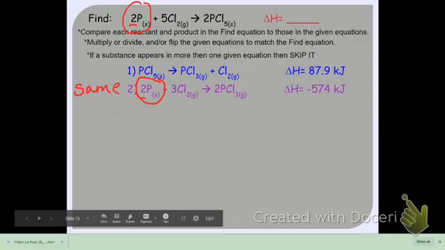Okay? Now let's look at the 2PCl5 solid. Here's PCl5 solid. Actually, you know what? I'm going to change the color, so it's probably a little bit easier for you to follow with me. There we go. Here we go. All right. Same thing. Question number 1. Is it on the correct side? Probably wasn't the best color to choose. Okay. No, it's not. So what do we have to do? We have to flip it.